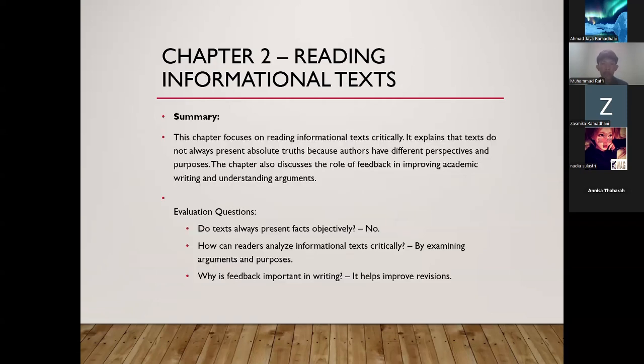In chapter 2, Reading Information, this chapter focuses on reading informational text critically. It explains that texts do not always present absolute truth because authors have different perspectives and purposes. The chapter also discusses the role of feedback in improving academic writing and understanding arguments.